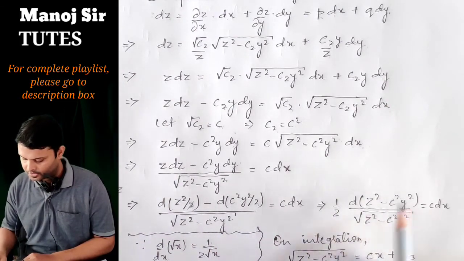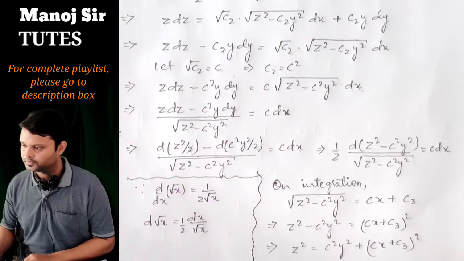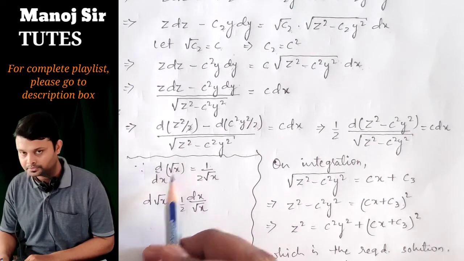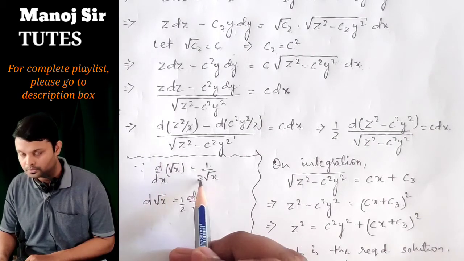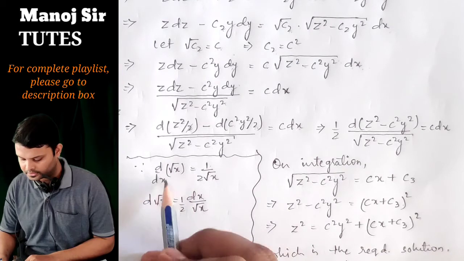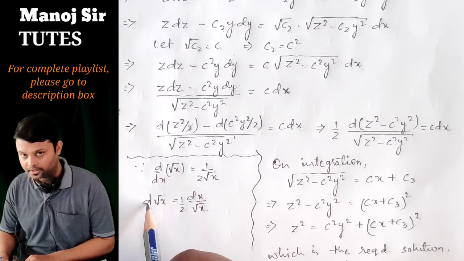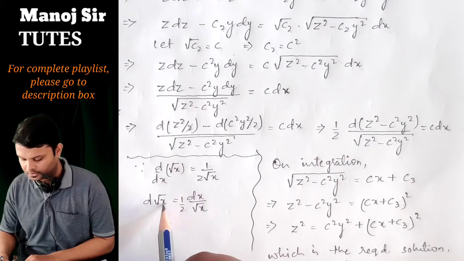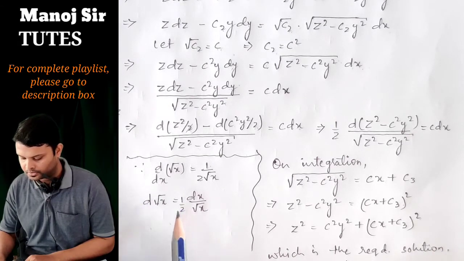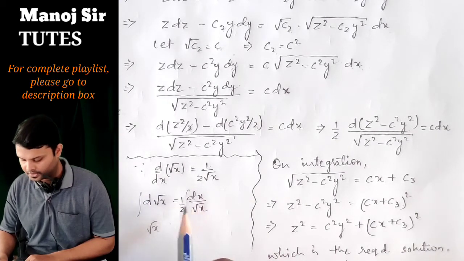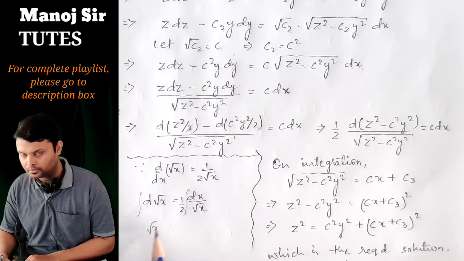Now here you can see, since we know that differentiation of root of x with respect to x is 1 upon 2 root x, taking this dx to the right hand side, you will get d of root of x equals 1 upon 2 dx upon root x. Now integrating both sides, you will get this as root x. So this part, half of integration of dx upon root x, will become root x.